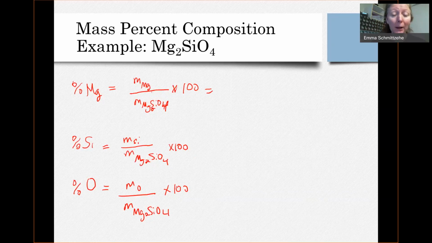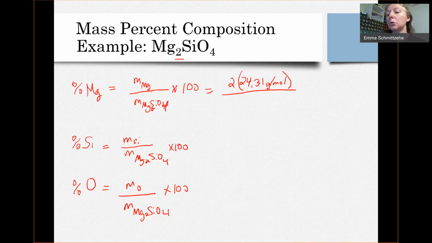We're going to use molar masses. So we're going to look at the periodic table and look up magnesium, and magnesium is 24.31, and that's grams per mole. But then you look at the formula and there's 2 of those. So I need to multiply that by 2 because I want all of the magnesium in that particular compound. And I'm going to put that over the total mass.